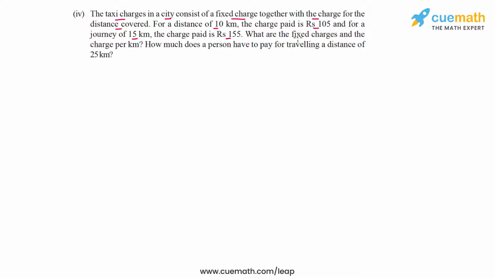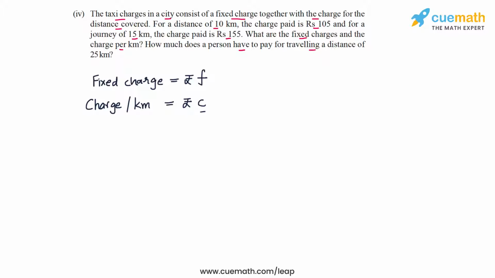Now the question asks us, what are the fixed charges and the charge per kilometer? And then how much does a person have to pay for traveling a distance of 25 kilometers? So the two unknowns in this problem clearly are the fixed charge and the charge per kilometer. So let's say that the fixed charge is rupees f. So f is for fixed. So rupees f is the fixed charge or the down payment, and then let's assume that the charge per kilometer is rupees c, the charge per kilometer.